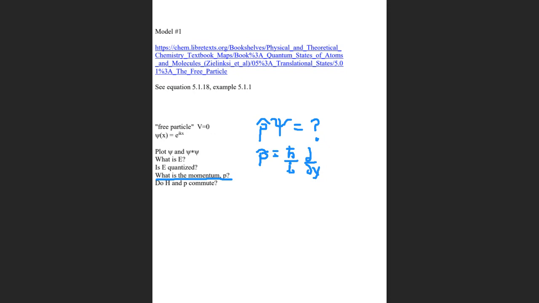And psi is e to the ikx, then P of psi is H bar over i times the first derivative operator times e to the ikx.